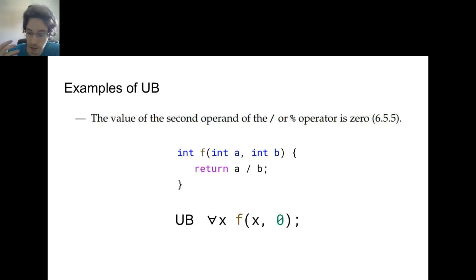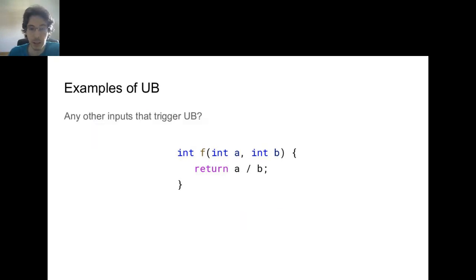And an optimizer is free to take this as a hint or to perform some other optimization later on, for example, to remove some code path. Here, since we know that B cannot be zero, if a compiler sees this, it could infer that B has to be different than zero. And that's basically the logic that optimizers follow for this. Any other inputs that trigger undefined behavior? Yes, there are other inputs in this function that trigger undefined behavior. There's one more, which is this one.